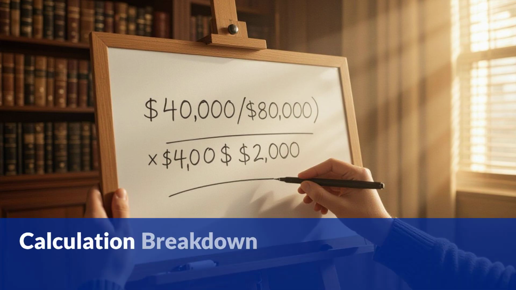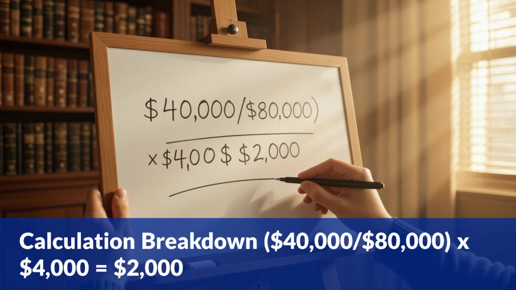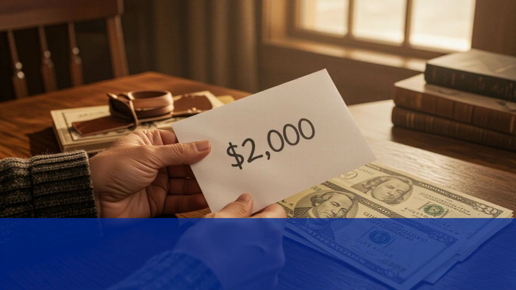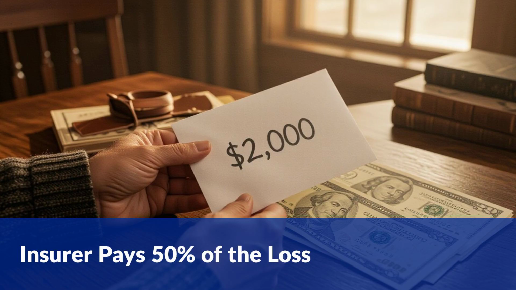Let's start the formula. $40,000, the insurance carried, will be divided by $80,000, which is 0.5. You then multiply $4,000 times 0.5 or 50%. The partial loss amount is $2,000. The insurer pays $2,000, 50% of the loss. The owner will be required to pay the other $2,000.